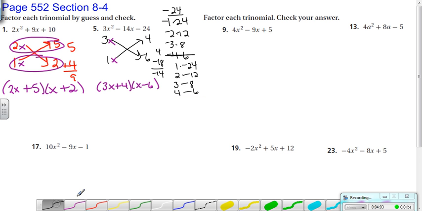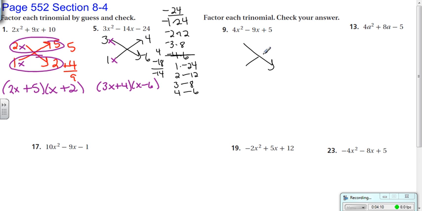Okay, I have to factor 4x squared minus 9x plus 5. So I set up my 2 arrows. Oh, this time I have a problem because 4 can be 1 times 4, or it can be 2 times 2. So now I have a choice of what I'm going to put here. 5, to multiply to get 5, the only thing I've got is 1 times 5. So I'm going to start with the 1 and the 4.